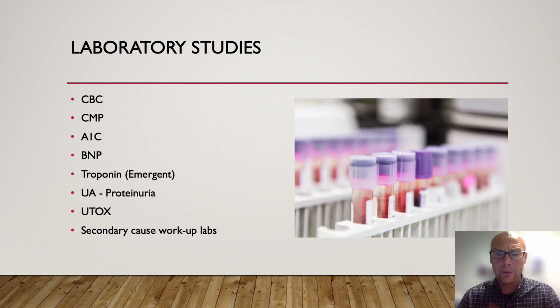BNP is going to show you the fluid overload. Depending on the source that you get, if their BNP is higher than 400 or 500, that's usually an indication that they're slightly fluid overloaded. It could be an indication that they're having underlying heart failure in some way. And then we talked about the UTOX, because that can be a cause of elevations in their blood pressure as well.